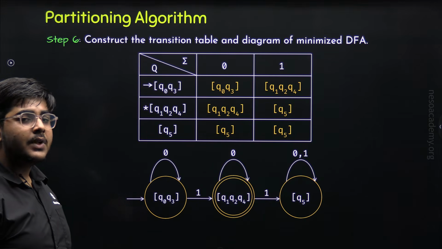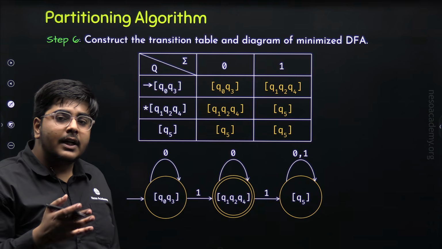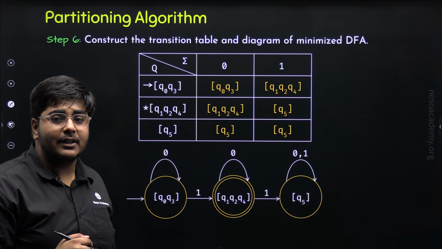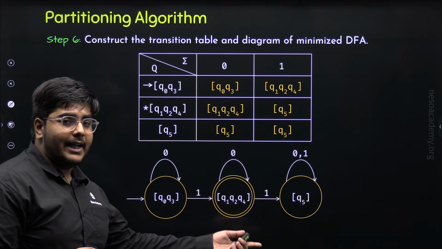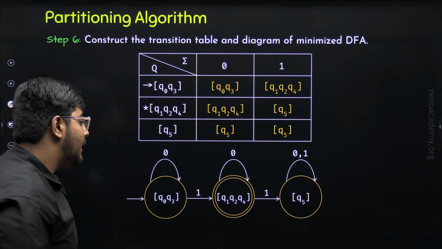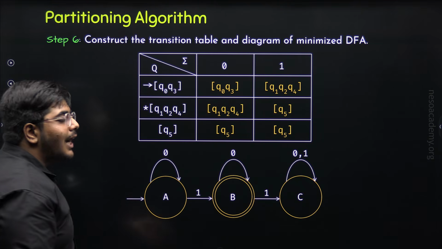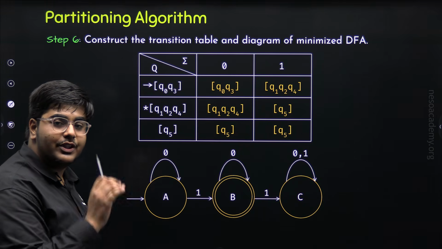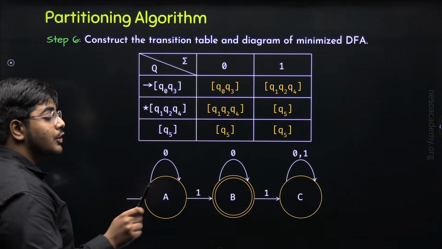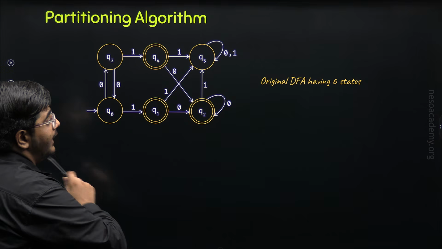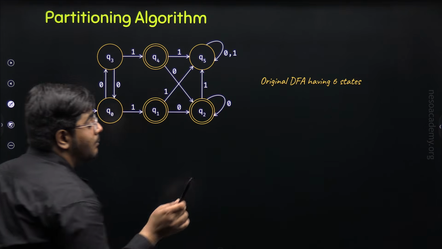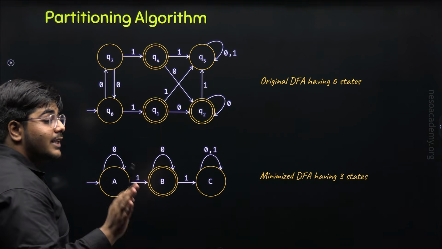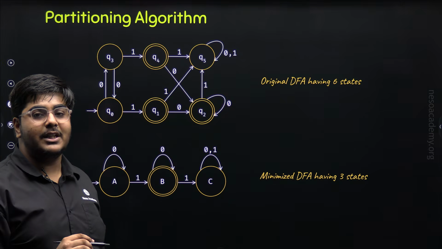of our minimized DFA. As I have already explained you earlier, it is inconvenient to write such big names under one circle as a single state. So we can anytime replace these three states with English uppercase alphabets like A, B, C, so that our DFA can look much simpler. So in this way, we have minimized our original DFA into this DFA. If you remember, our original DFA has 6 states, but our minimized version of the same DFA contains only 3 states. So this is the partitioning algorithm for DFA minimization.